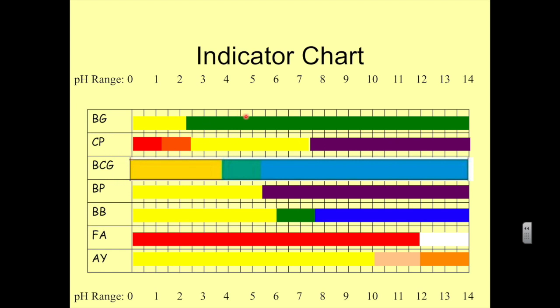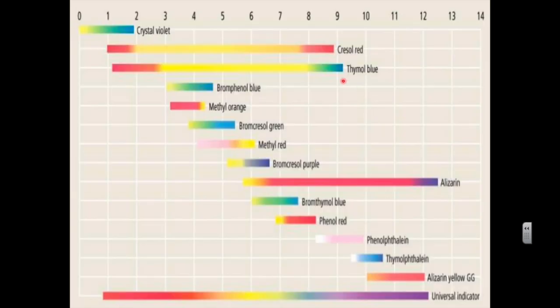Here's a not very good reference chart for this, but you see different indicator colors here and color ranges, but here's a better one where we have multiple indicators written out, and you can see how they change from either yellow to blue, or yellow to red, or colorless to pink, or something like that. Now, they all have different ranges, they all change at different times, and they all have different colors. So it's important to keep those in mind. You don't have to memorize them, you don't have to learn them.